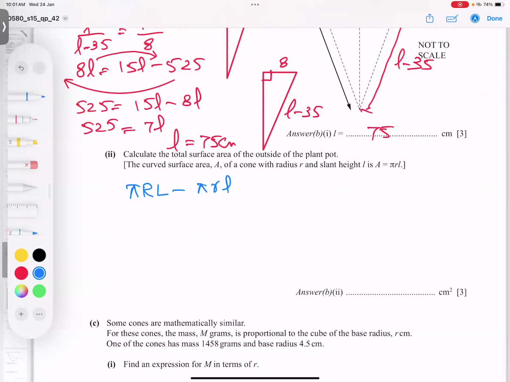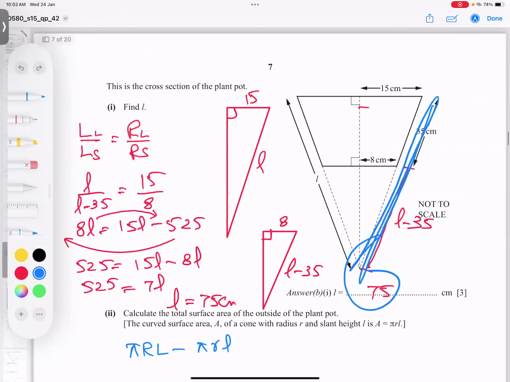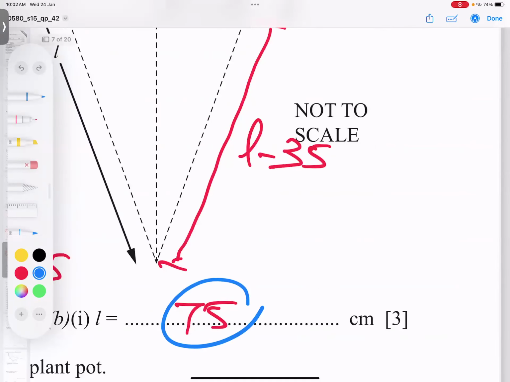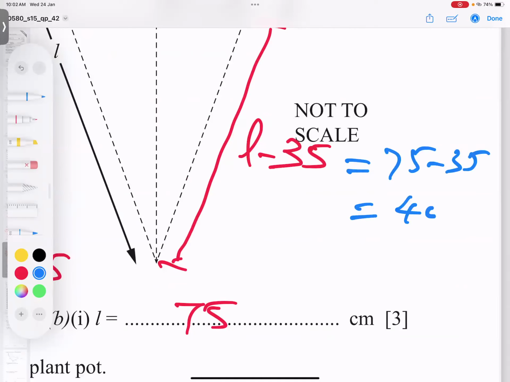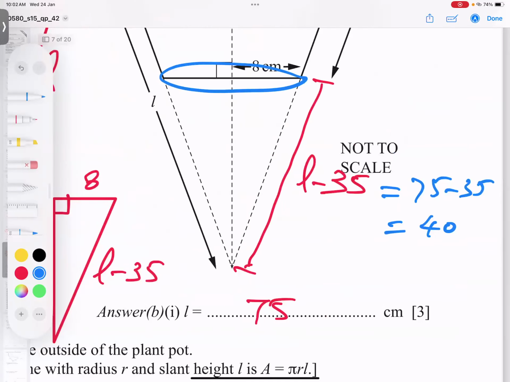You ask one question to me. Sir, why are you putting capital R, capital L, and why putting small r, small l? To make a difference between two radii, between two slant heights. Hold on. The bigger slant height total is 75, but the lower slant height is not 75. When I plug in this 75 here, it is 75 minus 35. I get 40. It means the smaller slant height, the lower cone part which I want to cut and throw away, is 40.